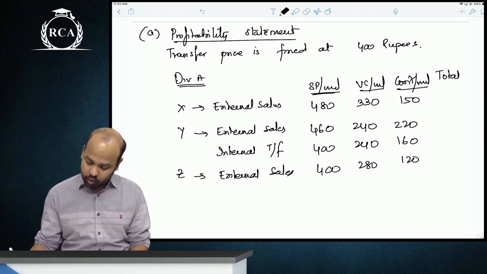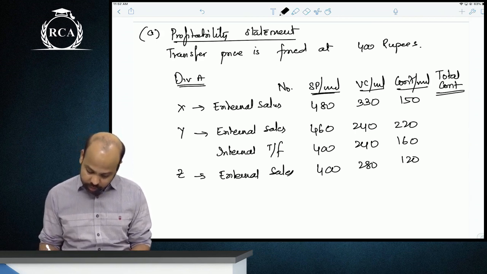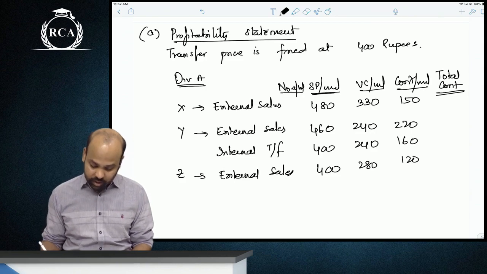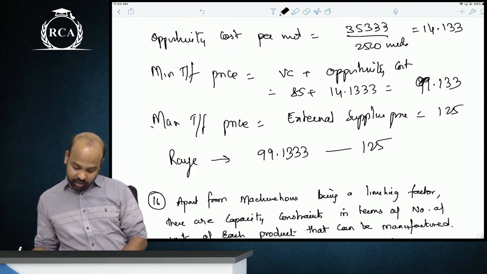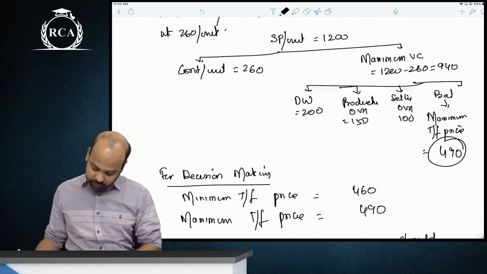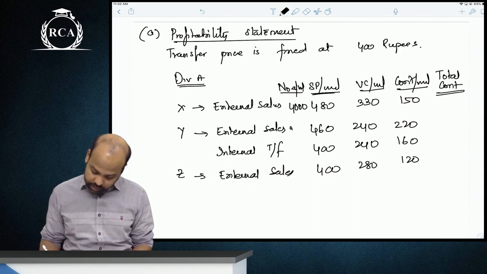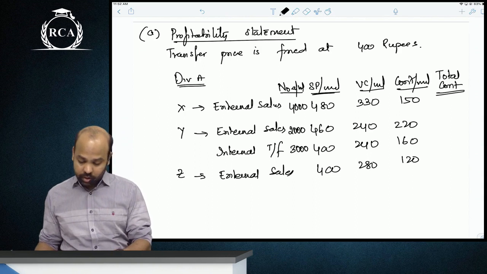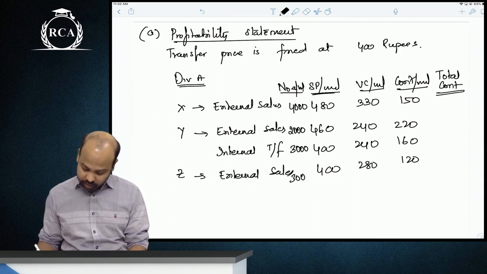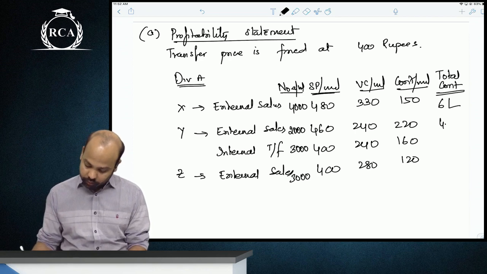Now total contribution, beta. Achha, I haven't written the number of units. Number of units, external sales, beta, how much are we selling in the external market? We did product allocation, no? 4,000 units, guys. External sales will only be 2,000. Internal transfers 3,000. Product Z beta external sales, guys, would be 3,000. So if you multiply them, guys, you'll get 6 lakhs.